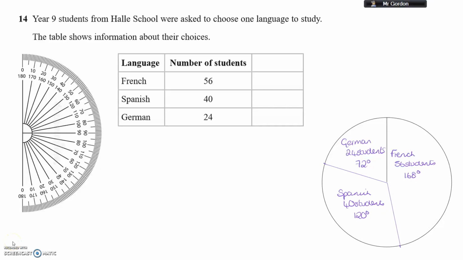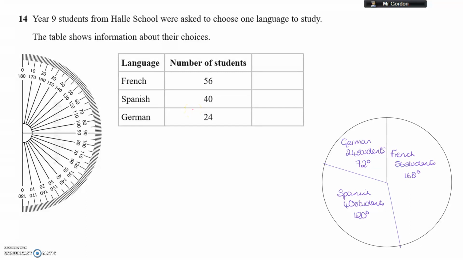Okay, so 14. Year 9 students from Howell School were asked to choose one language to study. So we've got some information in the table about some Year 9s who've chosen which language they want to do. The table shows the information about their choices. So we've got 56 people doing French, 40 doing Spanish, and 24 have chosen to study German.